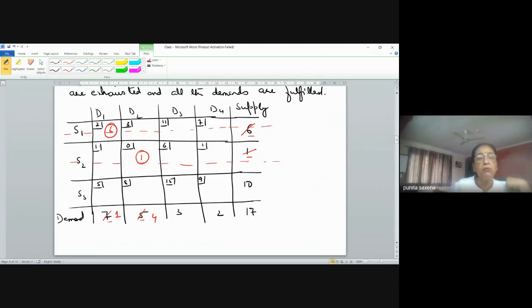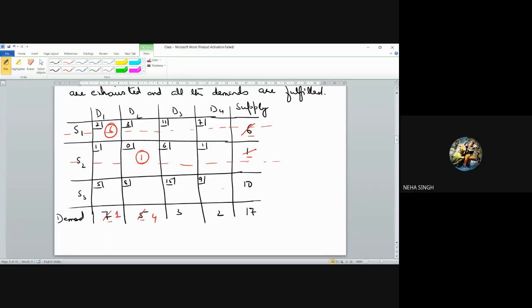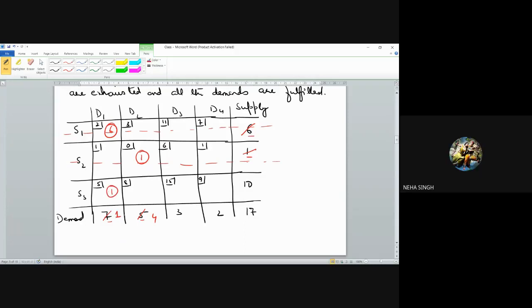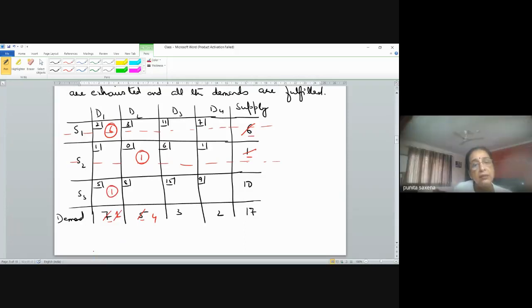Now we move to the next lowest cost. Out of what remains, between 5, 8, 15 and 9, how much is the lowest? 5. How much can you supply in this cell? Only 1 unit, because more is not needed. So you're left with 9 here. And the moment you do this, this column gets fulfilled.